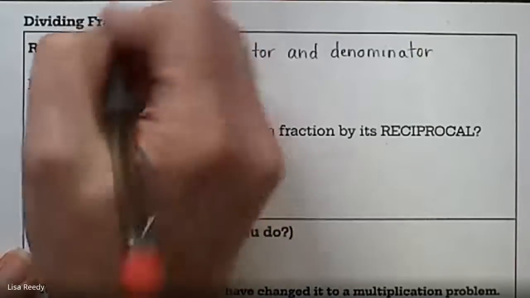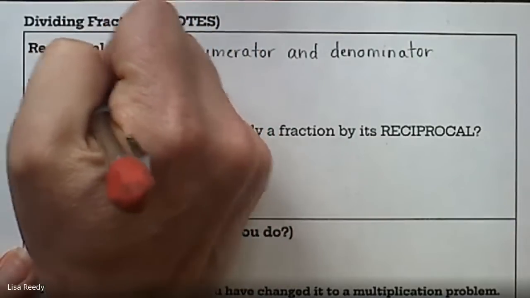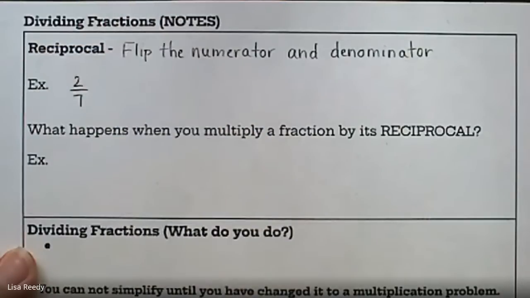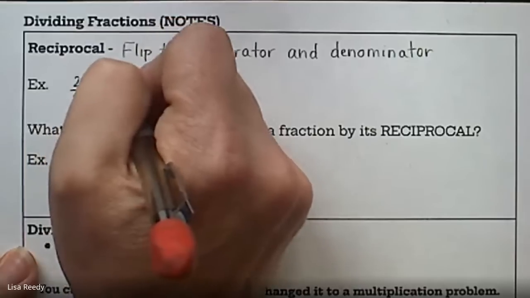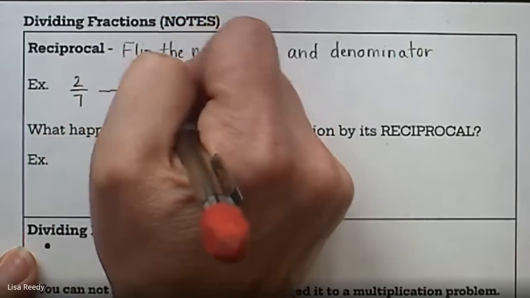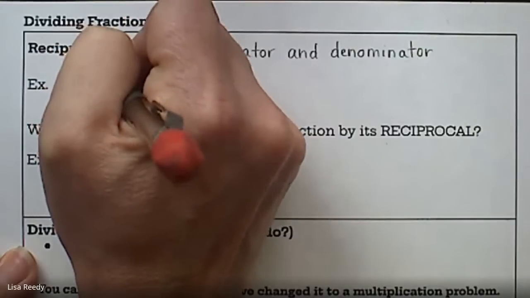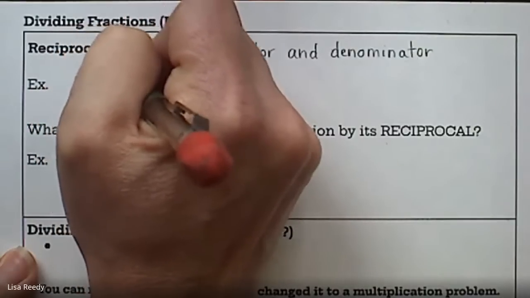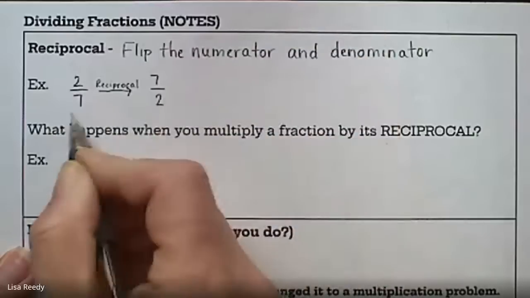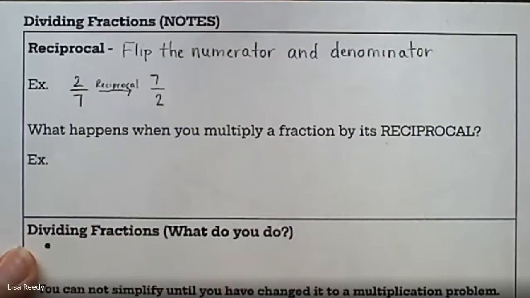So say, for example, I have the fraction 2/7. I know that the reciprocal of 2/7 would be 7/2. So that is your reciprocal. That is when you flip the numerator and the denominator. So the 7 became the numerator and the 2 became the denominator.